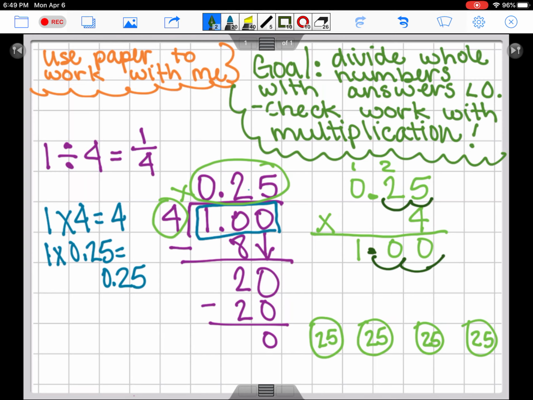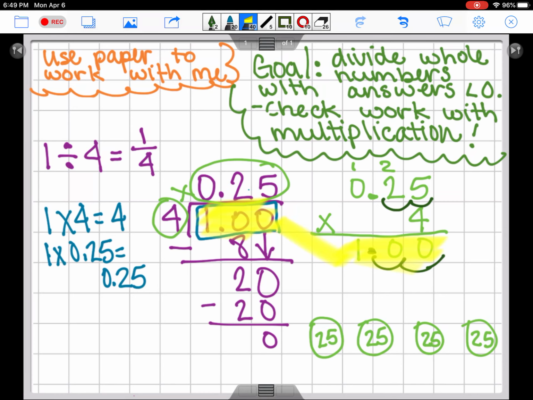Now, you might be thinking back to these quarters and saying, well, yeah, that was pretty obvious. There are 4 quarters in $1. So this all kind of stacks up. And what's really exciting is we have proven here with our dividend and our product that these are the same number, which means we have very successfully answered this problem.